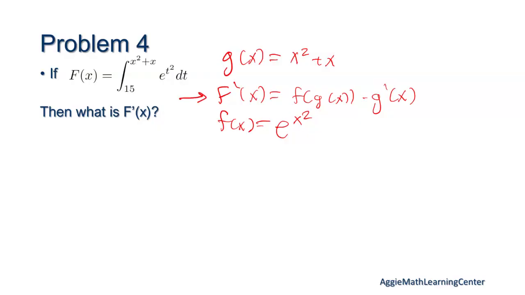So f of g of x is e to the g of x squared, so e to the x squared plus x all squared, times the derivative of g, so times 2x plus 1. So when solving for these definite integrals with a variable in the limit, you substitute the variable portion in for t, in essence.